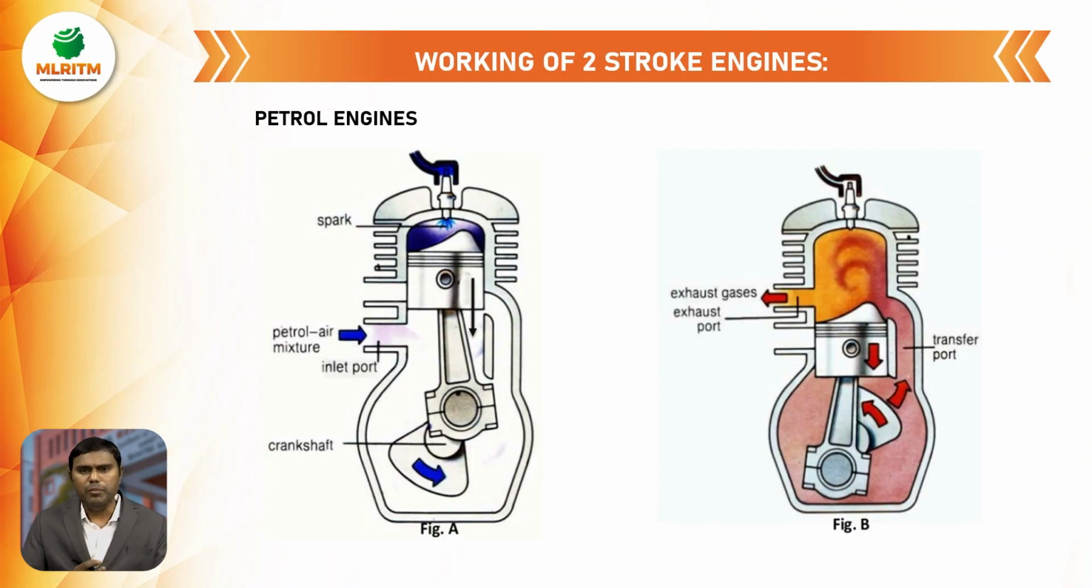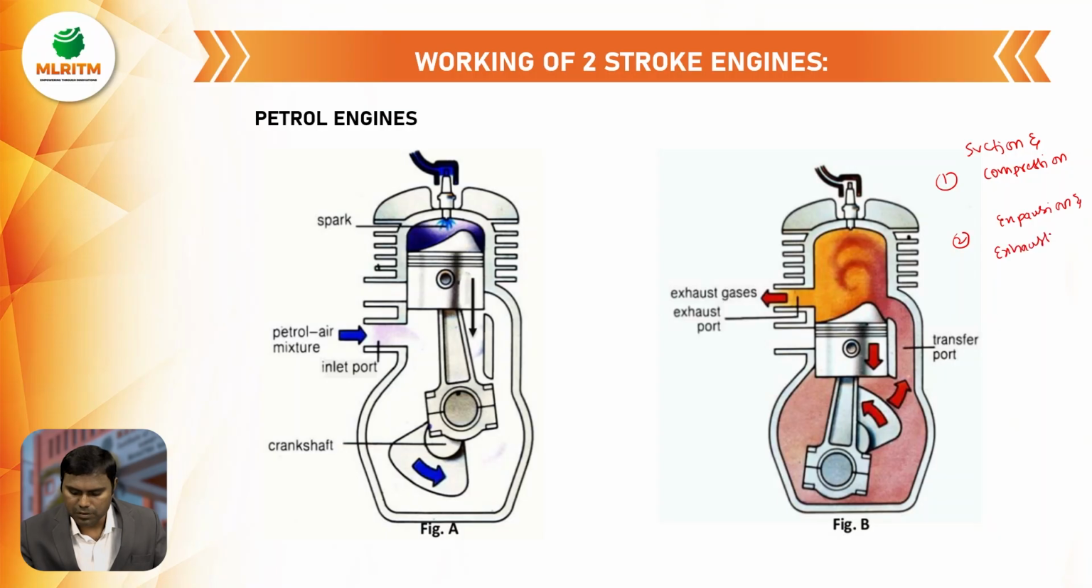Next, coming to the two-stroke engine. Generally, for small capacity purposes, we use two-stroke engines. Two strokes means suction and compression are completed in one stroke, and expansion and exhaust, these two, are completed in one stroke. This is the meaning of a two-stroke engine.